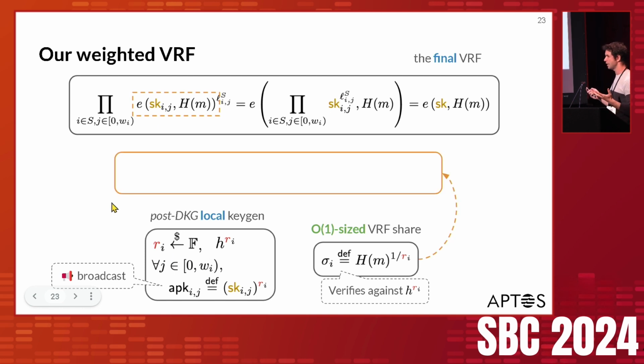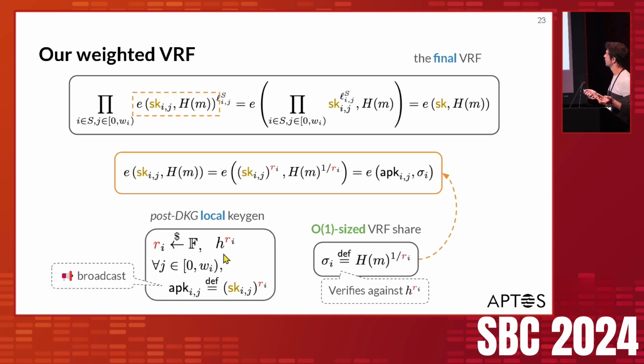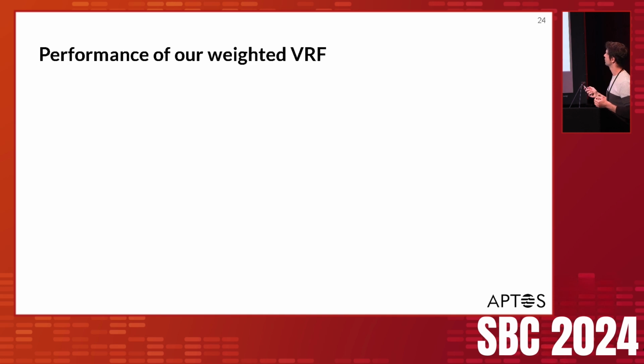And now here's how aggregation works. What we observe is that for any j from 0 to wi, we can pair APKij with the sigma i. So what do we get? We're going to swap out these guys. Sigma i is this, APKij is this. We're going to get something that looks like this. And because of the bilinearity of the pairing, we can actually cancel the Ris, and we'll get exactly this element that I told you is sufficient to aggregate the VRF. And we're done. And this is how we get constant share size for the VRF.